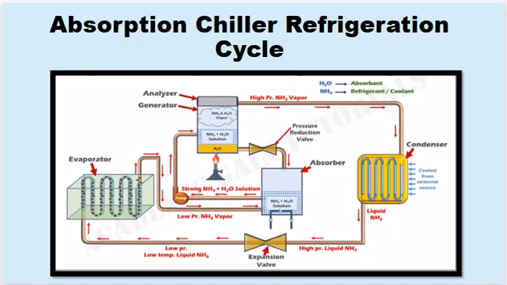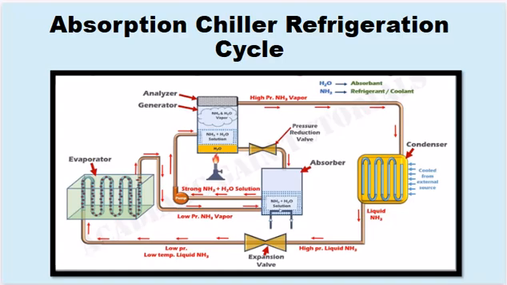Here's a breakdown of the working process of a vapor absorption refrigeration cycle. Generator: a strong ammonia-water solution is heated in the generator, causing the ammonia to evaporate, leaving behind a weak solution. The evaporated ammonia is a high-pressure vapor. Condenser: the high-pressure ammonia vapor is cooled and condensed into a high-pressure liquid. Expansion valve: the high-pressure liquid ammonia passes through this valve, reducing its pressure and temperature. This low-pressure, low-temperature ammonia enters the evaporator.